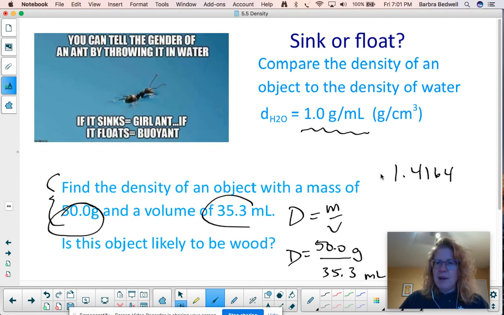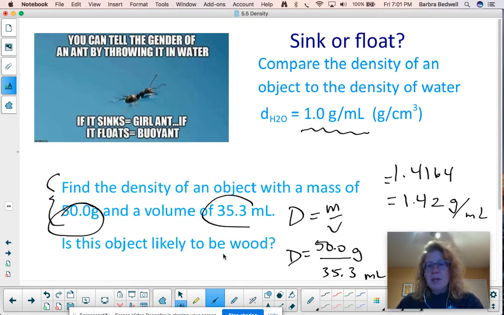How many sig figs do we have in our problem? Take a look. We got 3 sig figs in the milliliters. We got 3 sig figs in the mass. So that means we have to write this in 3 sig figs, which would be 1.4. And then I take a look at that next digit. The 1 is my third sig fig. Do I need to round up or round down? Again, the 6 means I would round it up, so it would be 1.42. And then my final units would be grams per milliliter. There we go. And that's how I would answer that.